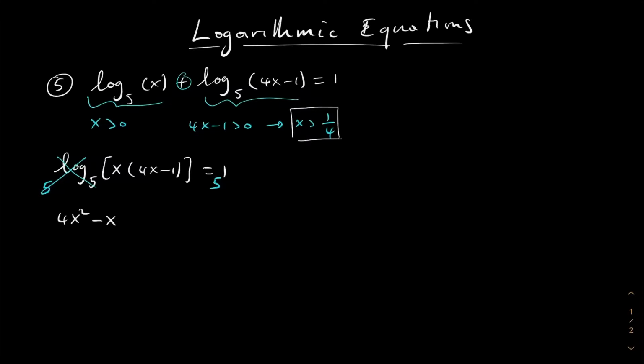And on the other side, since I have 5 to the power of 1, that's just going to give me 5. And so bringing it to the other side will give me negative 5. And all of this will be equal to 0. All right, so at this point, we have to go ahead and factor out this quadratic.